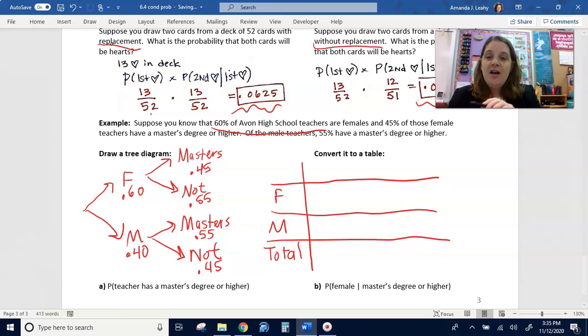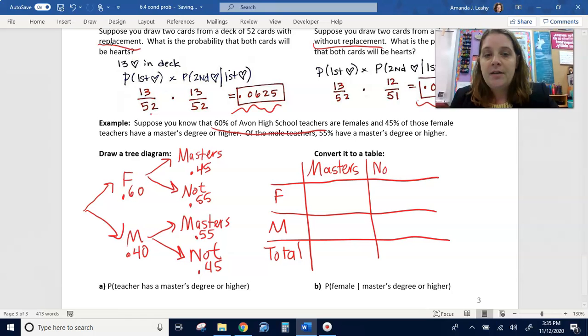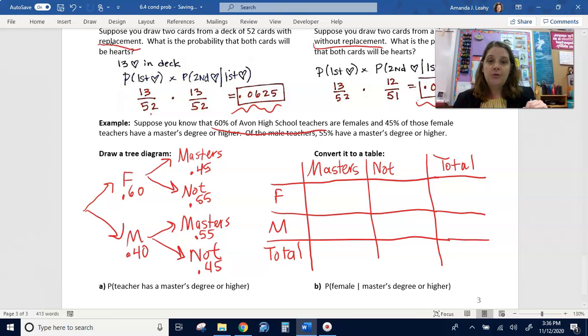Okay? And then the other choice was master's and not a master's. So I'm just going to put master's and not and total. Okay, so my first split was females and males. My second split was master's and non-master's. Okay, and then at the end, since these are percentages, the total should add up to 100%.